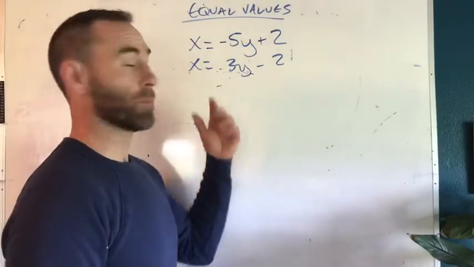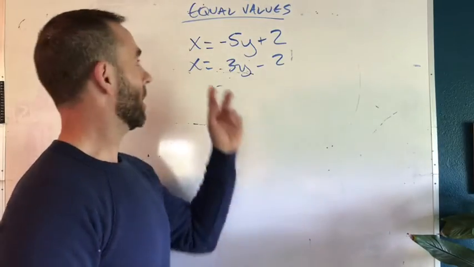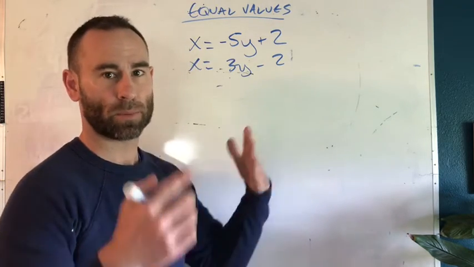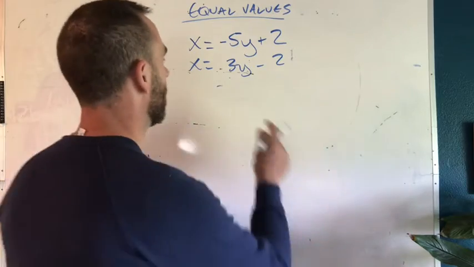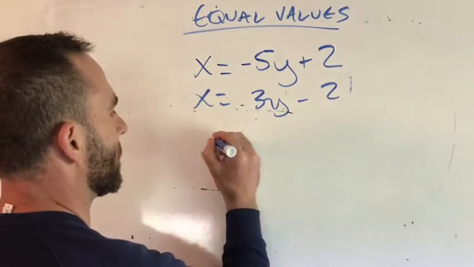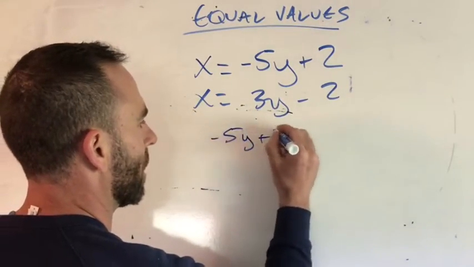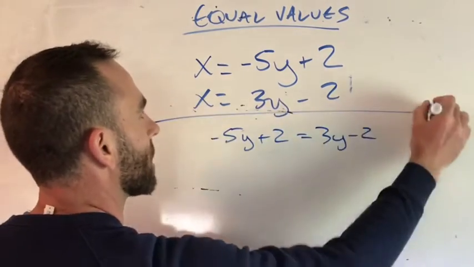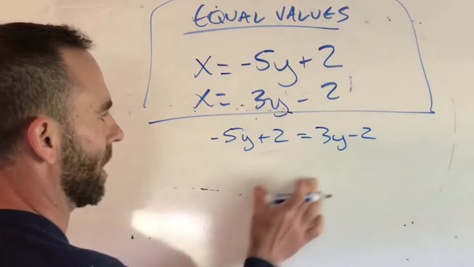All right, equal values method, very similar to substitution, except for this time both of them are equal to the same thing. They're both equal to x, so I'm going to make them both equal to each other. So I'm going to take negative 5y plus 2, and I'm just going to make that equal to 3y minus 2. Okay, so we're just going to put that there. All right, now I solve for y.